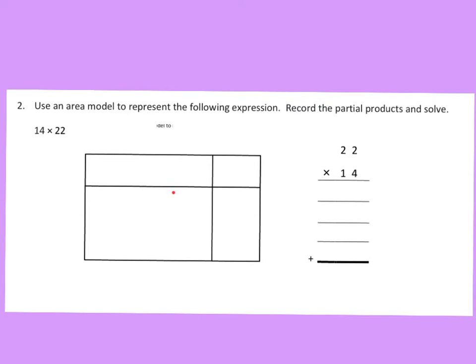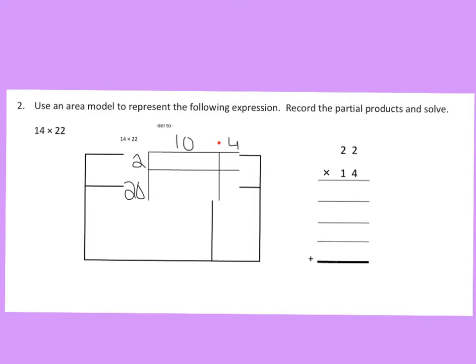So when we look at our area model, we see the biggest square we're obviously going to represent as the 20, making this little square the 2. And then on the top, this is going to be 10, and this is going to be 4. And the reason is because our 14 is broken down into 10 and 4, and our 22 is broken down into 20 plus 2. Now we can start multiplying.